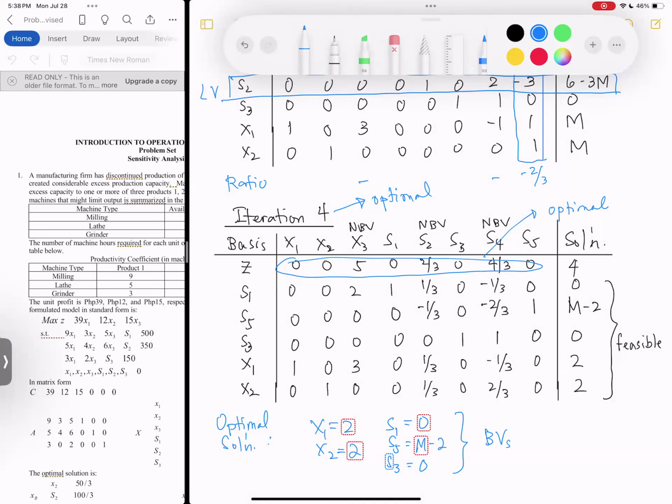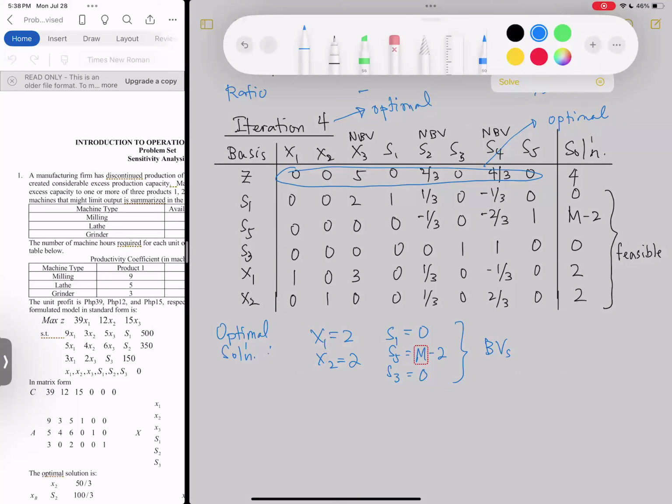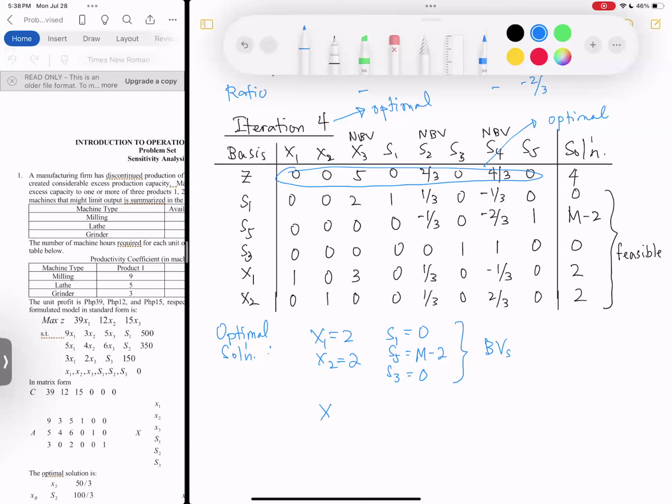Again, since you have basic variables that are 0 in value, what do you call this solution? Degenerate. Degenerate, yes. Okay, degenerate. Temporary or permanent? Permanent, sir. Since optimal na. Yes, permanent since it's optimal. So X3 is 0. And then, what else do you need? S2 is 0. And S4 is also 0.